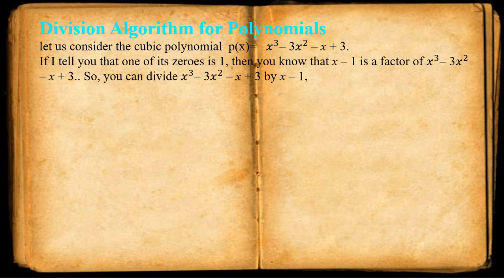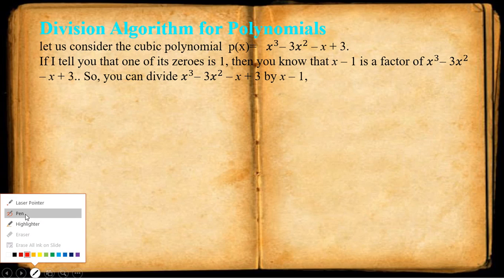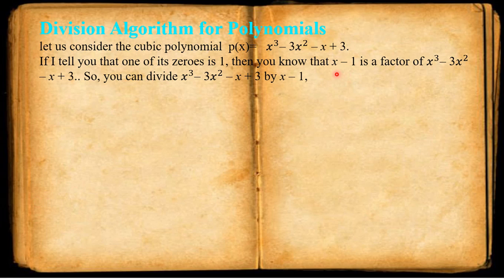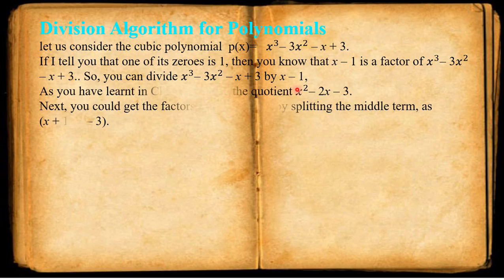that one of the zeros of this polynomial is 1, then as we have done in the 9th class, x minus 1 is a factor. If one of the zeros is 1, then x minus 1 is a factor of the polynomial, and we will divide the polynomial by x minus 1, and further we find the quadratic polynomial by dividing this.